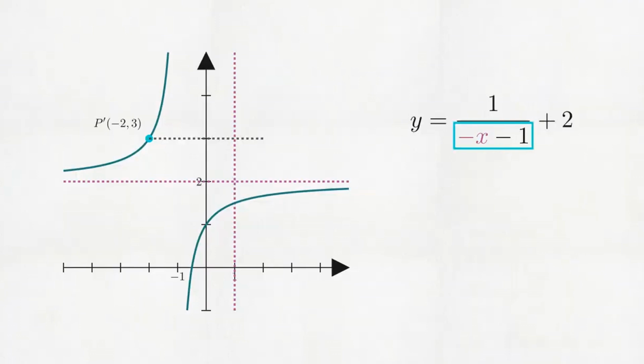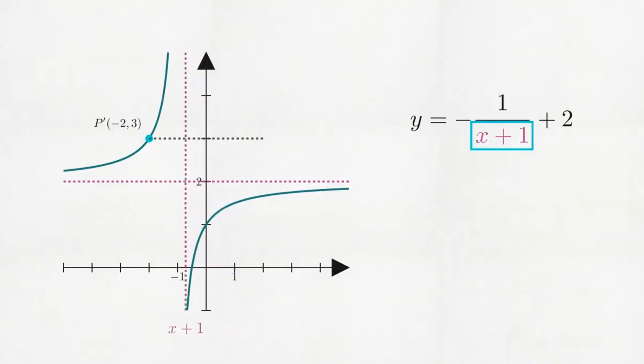The initial substitution gives us 1 over negative x minus 1 plus 2. Leaving the denominator in this state obscures the actual shift and often leads to graphing errors later. The fix is to factor out the negative sign from the denominator. This clarifies the true parameters, simplifying the equation to negative 1 over x plus 1 plus 2.